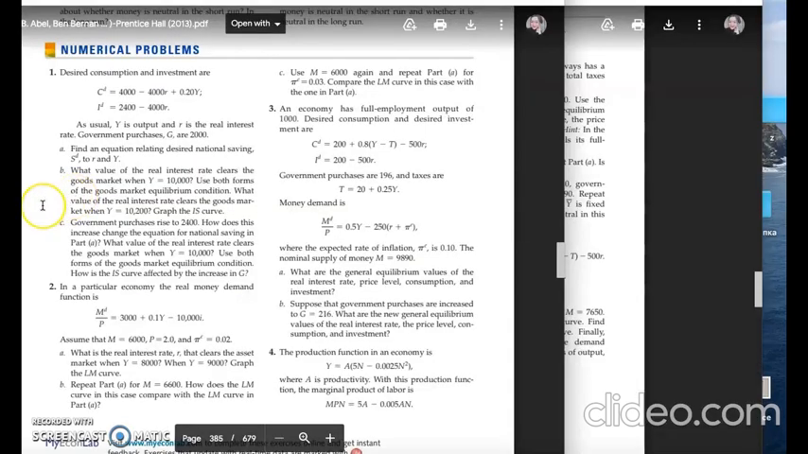Okay, let's take a look at sub-question C. There we have government purchases as 2,400. How does this increase change the equation for national saving in part A? What value of the real interest rate clears the goods market when output is 10,000? Use both forms of the goods market equilibrium condition. How is the IS curve affected by the increase in G?